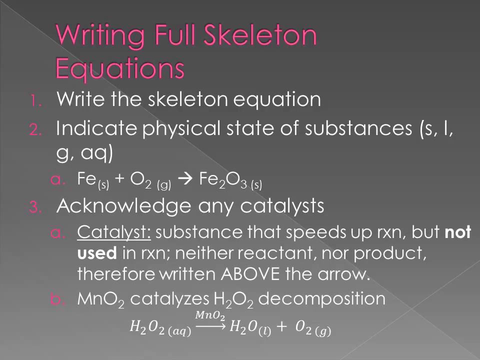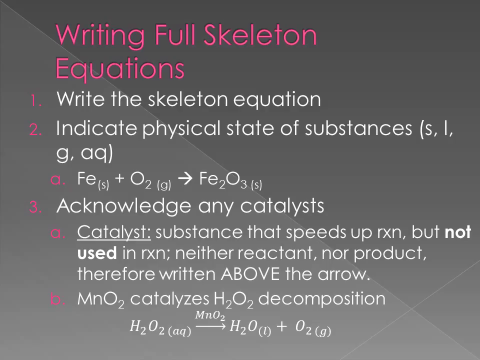And if you look back at 2A, I'm going to show an example for 2A. The reason I haven't shown it yet is because I actually want to tie in step 3 as well. So Fe solid plus O2 gas yields Fe2O3 solid. So you can see that I have my skeleton equation. I have indicated my states. We know these because iron is a metal, solid. O2, oxygen, we know comes as a gas. And Fe2O3, which is rust, is a solid as well.